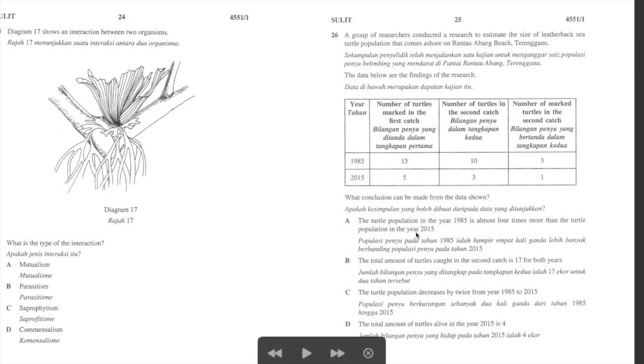Okay, the total population in 1985 is almost 4 times more than total population. Maksudnya ada formula dia ni nanti awak kira. Okay, kita boleh cakap population pada zaman ni adalah 4 kali lebih banyak berbanding tahun 2015. Sebab apa? More total, okay, dia extinct.